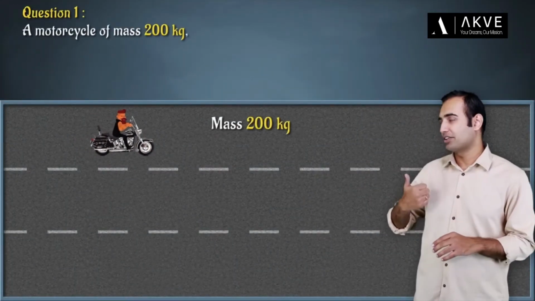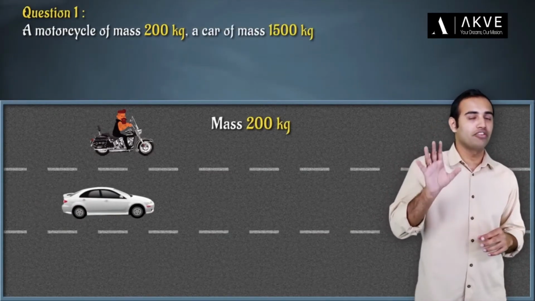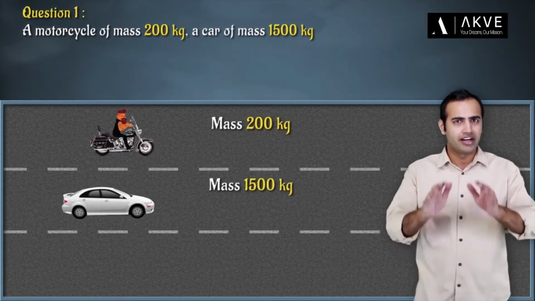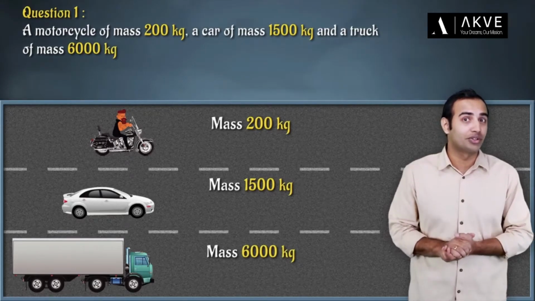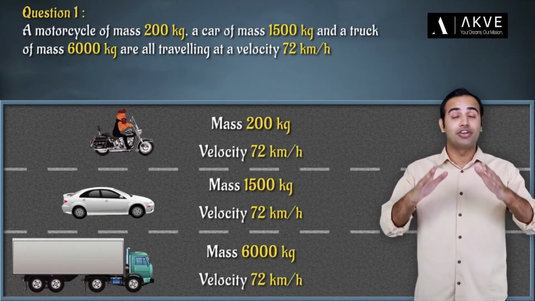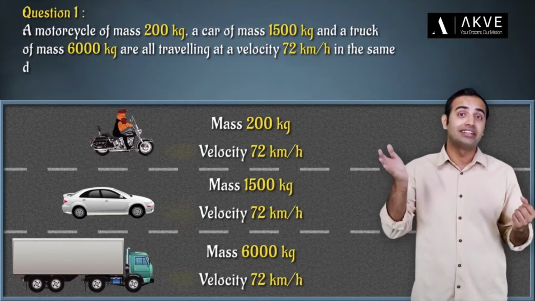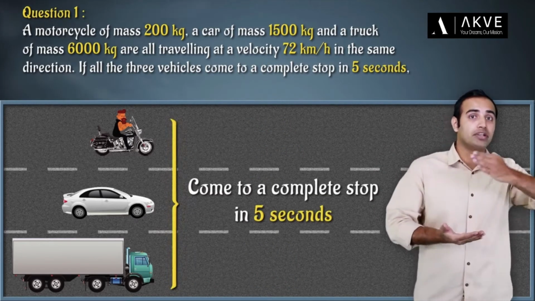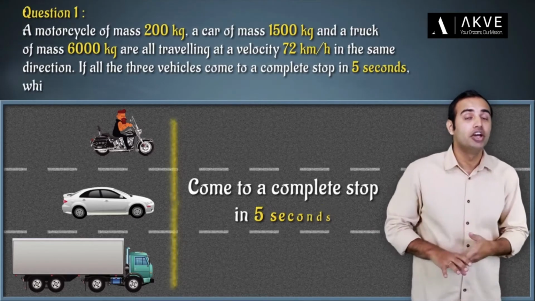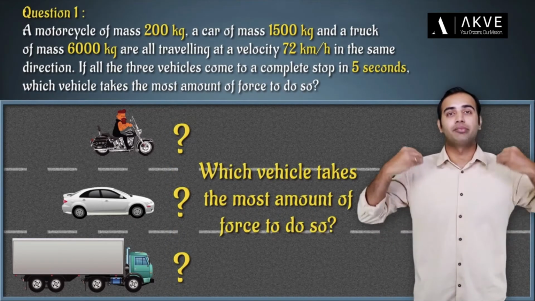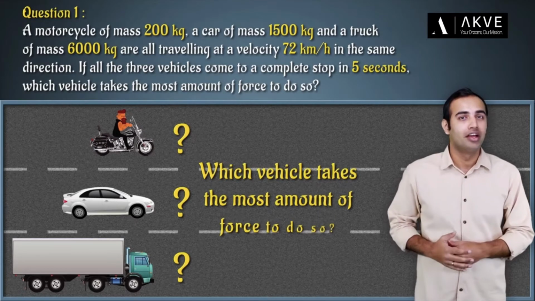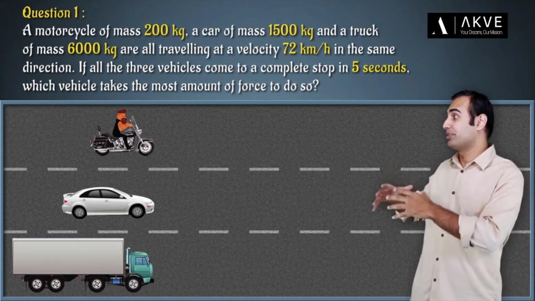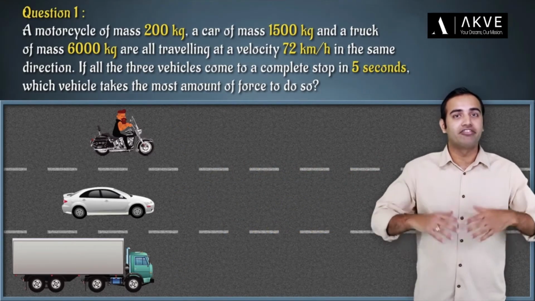So here I have a situation. A motorcycle of mass 200 kilograms, a car of mass 1500 kilograms, and a truck of mass 6000 kilograms are all traveling at a velocity of 72 kilometers per hour in the same direction. If all these three vehicles come to a complete stop in 5 seconds, which vehicle takes the most amount of force to do so? Now our common sense tells us it must be the truck. But let's go ahead and verify it.